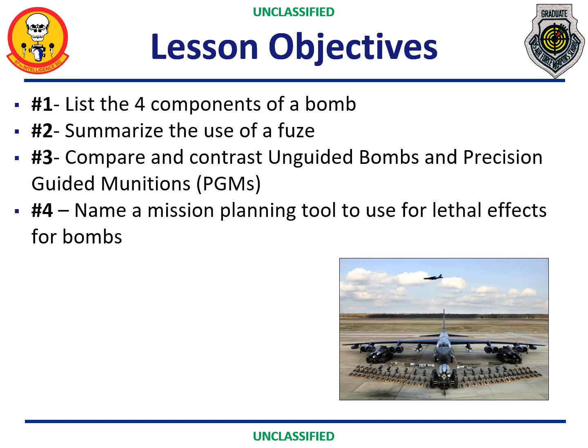So now that we've completed this lesson, you should be able to list the 4 components of a bomb, summarize the use of a fuse, compare and contrast unguided bombs and precision-guided munitions, and then name a mission planning tool to use for lethal effects for bombs.